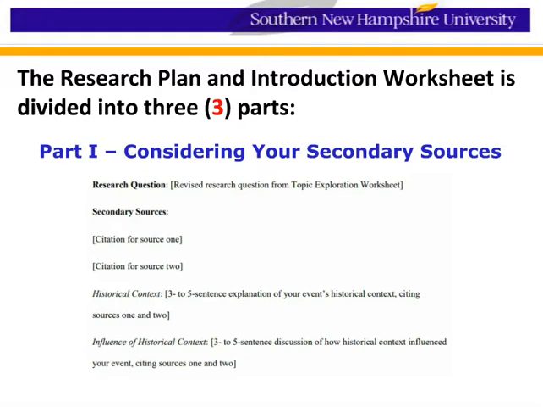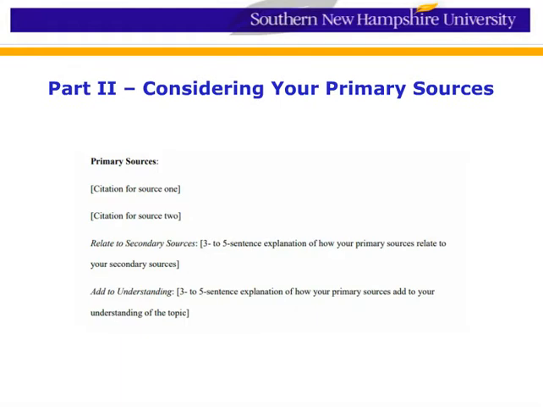After you describe the historical context, in your next 3 to 5 sentences, describe how the historical context influenced your event. For example, if you chose to discuss the fact that Japan had bombed Pearl Harbor in 1941, you might discuss how this fact fueled hard feelings towards Japan in 1945.